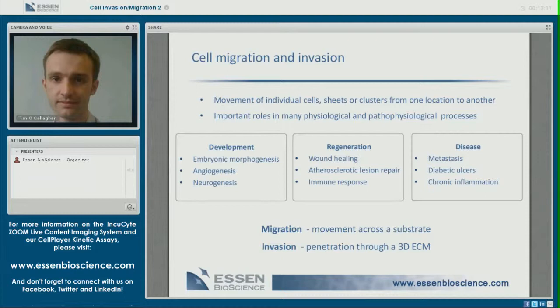Throughout this presentation, I will be referring to cell migration as the movement of cells across a substrate, and cell invasion as the movement of cells as they penetrate through a three-dimensional extracellular matrix. And it's cell invasion that is typically associated with cancer cell metastases.